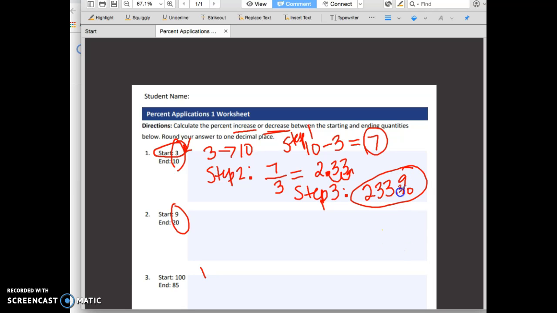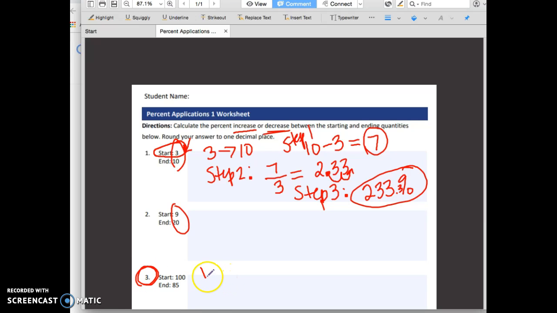You can put one more place if you want. You can put 233.3. That's fine though if you just have 233%. But I need to see all of your work for full credit. All right, let's do number 2. Actually, let's do number 3 since that's a percent decrease.